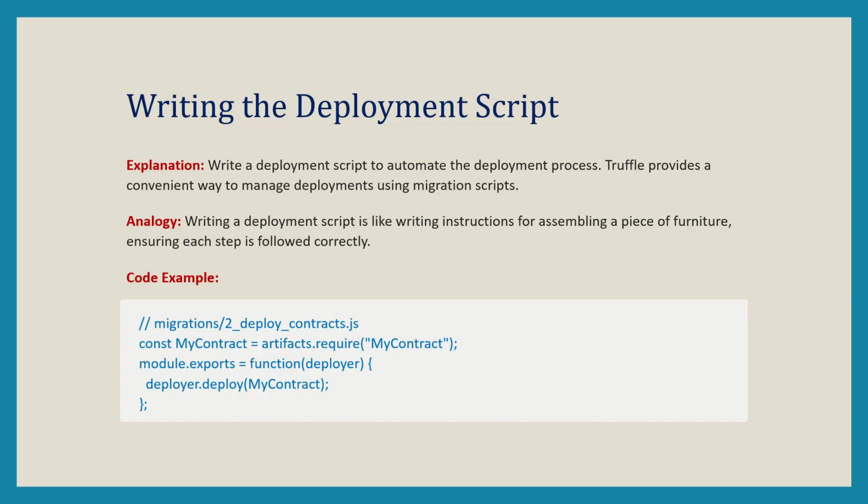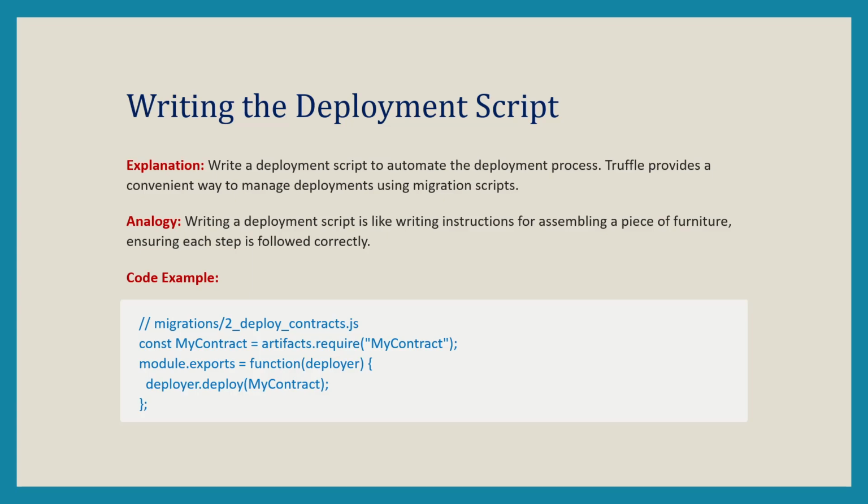The next step is loading the contract. This line loads the compiled version of the smart contract named myContract. The artifacts.require function is provided by Truffle and allows you to reference your smart contract within the migration script. Third is exporting the function. This line exports a function that Truffle will run during the migration process. It takes a single argument deployer, which is an object provided by, again, Truffle to handle deploying contracts.